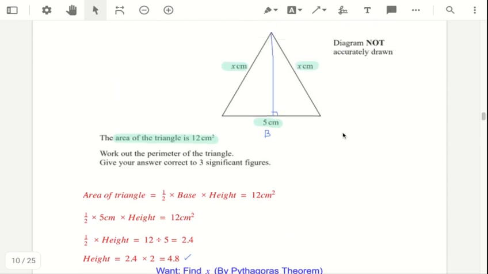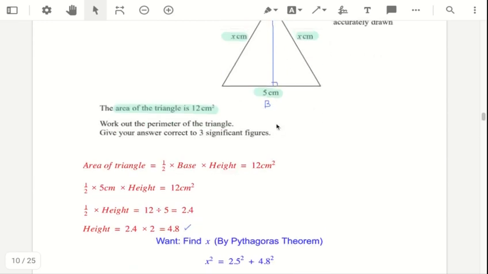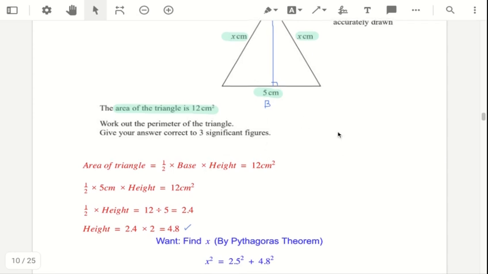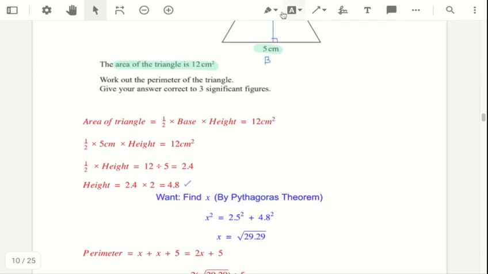Then with this perpendicular height, you can see that this is a right angle triangle, right? If it's a right angle triangle, what does it remind you of? It reminds you of the Pythagoras Theorem. So this triangle here, right, we can draw it out like this.